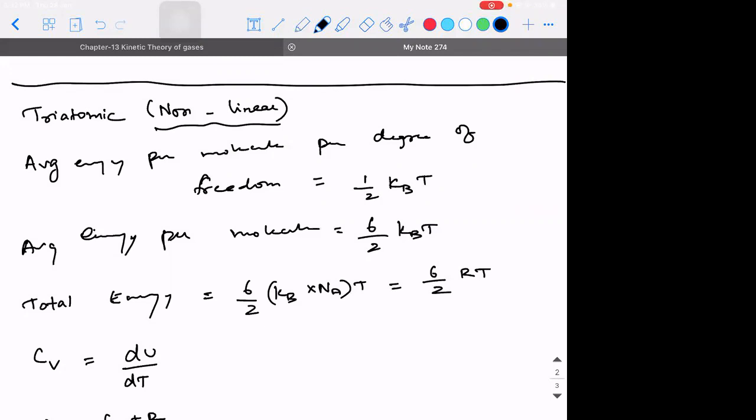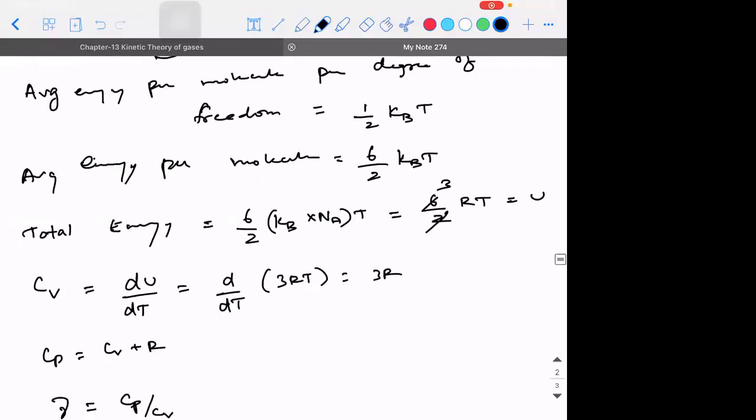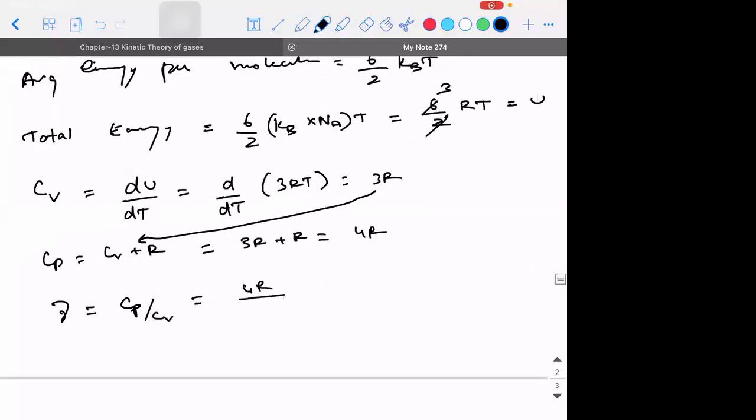6 by 2 RT. This is the total internal energy. 6 by 2 RT is nothing but 3 RT. So du by dt, d by dt of 3 RT. How much is it? 3R, sir. 3R. So take this and substitute it here. 3R plus R is 4R. Cp by Cv, 4R divided by 3R. Answer is 4 by 3.